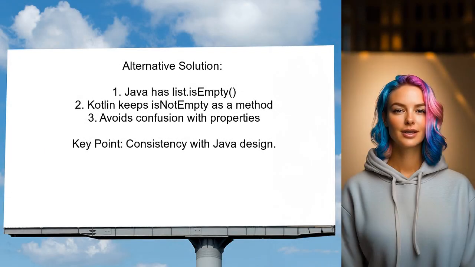One user points out that in Java, the method list.isEmpty is already established. They believe that having a list.isNotEmpty property in Kotlin could lead to confusion. Therefore, the Kotlin developers likely chose to keep isNotEmpty as a method to maintain consistency with Java.